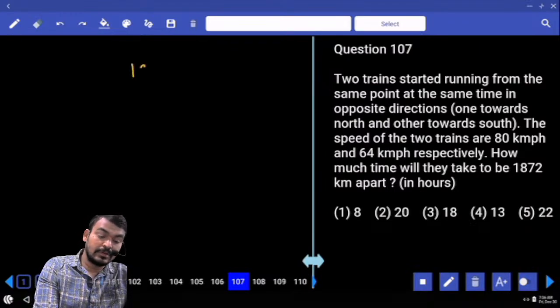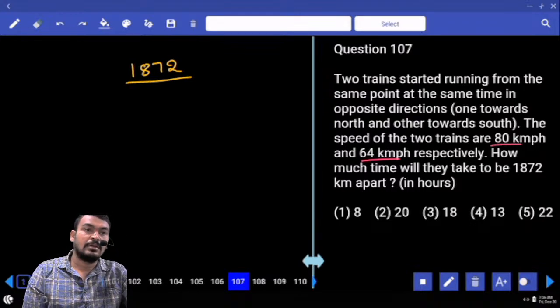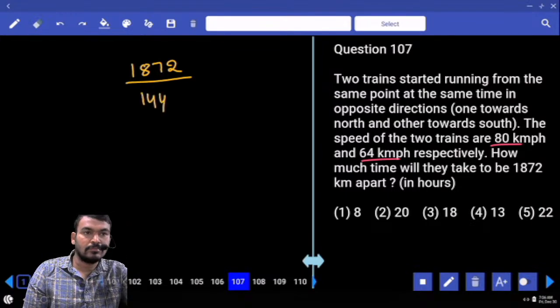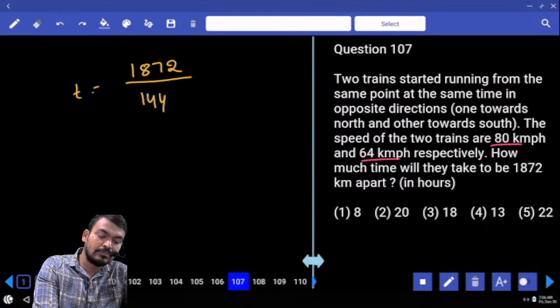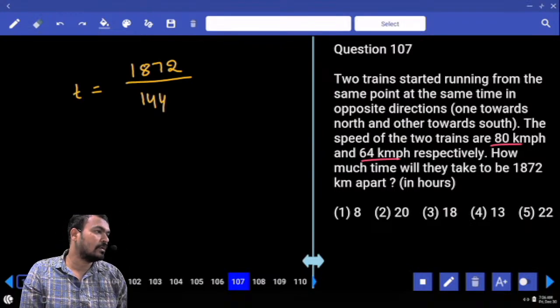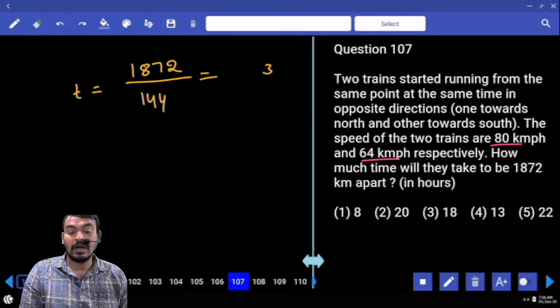What distance is given? 1872. What is the relative speed in opposite direction? The sum of the speeds. What is the sum of the speeds? 144. We require the time value, which is distance by speed. The numerator ends with 2 and the denominator ends with 4, then the answer should end with 3 or 8.